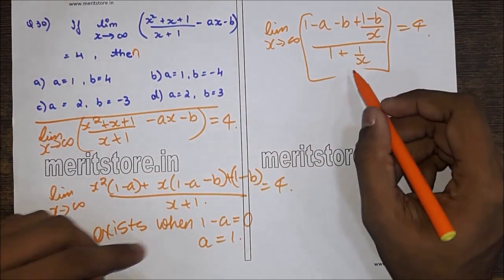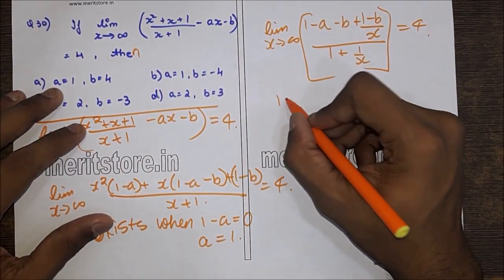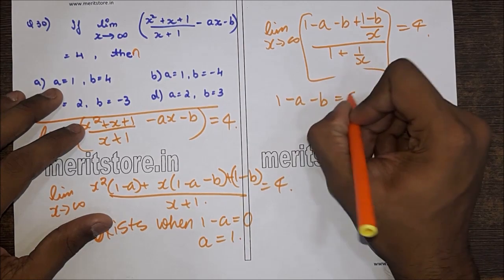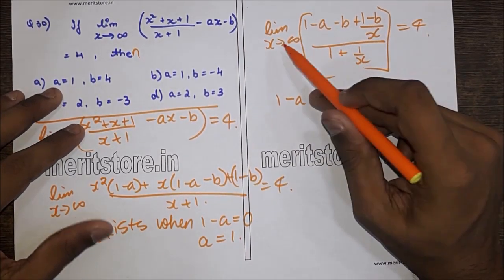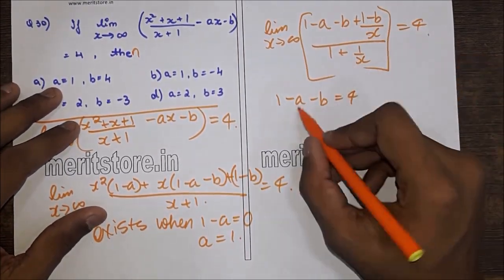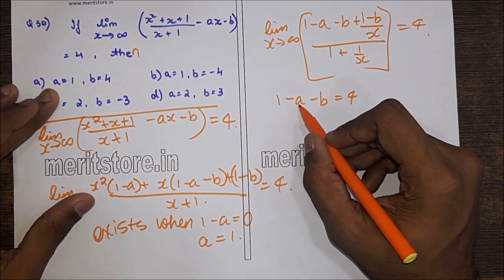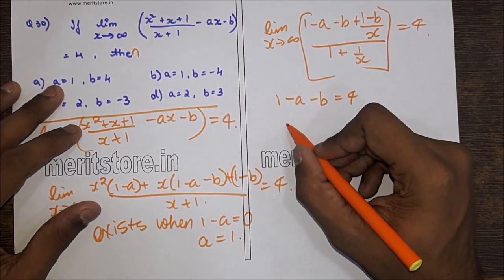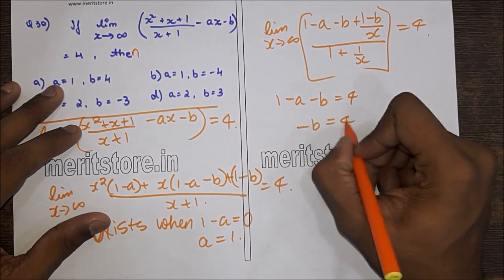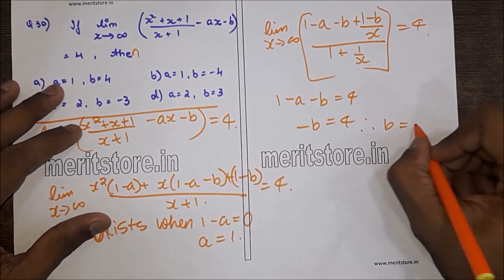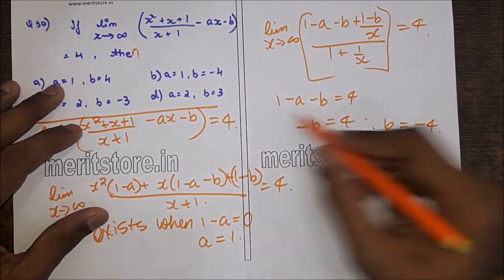So now we have to solve for b. If 1 minus a minus b equals 4, which we get on applying the limit x tends to infinity on this term, and since we have found out the value for a is equal to 1, we have minus b equals 4. Therefore we could say b is equal to minus 4, which is option B.